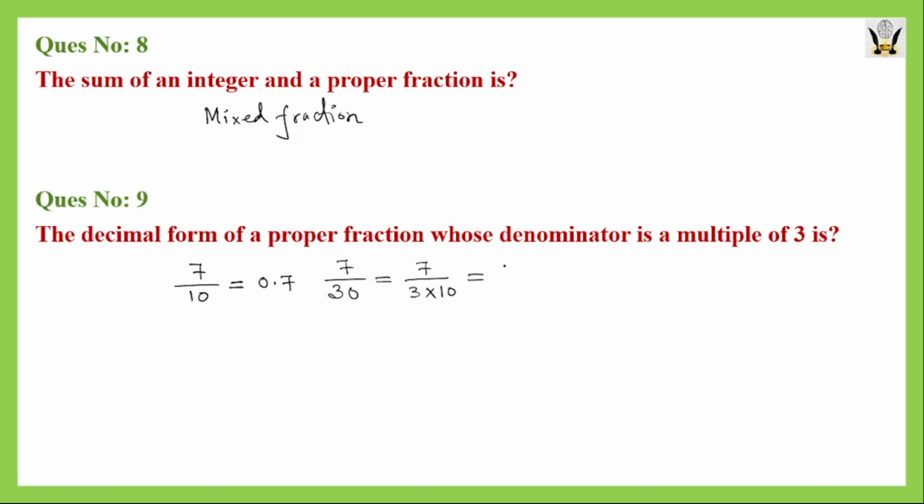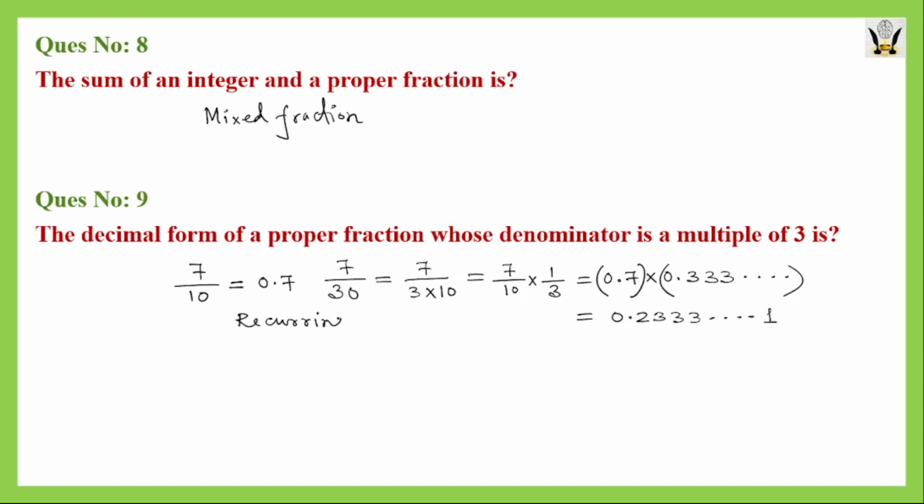So this can be further written as 7 divided by 10 multiplied by 1 divided by 3. 7 divided by 10 we already know is 0.7, and 1 divided by 3 is what? 1 divided by 3 is actually 0.333. So this is a recurring number. This will become 0.2, then 333, and that will recur, ending with 1. So this is basically a recurring number where 3 is getting repeated. So our answer for this question will be that the decimal form of that number will be recurring in nature.